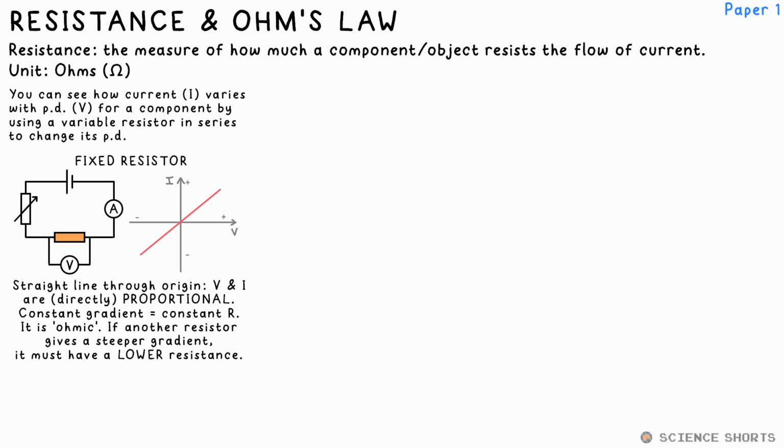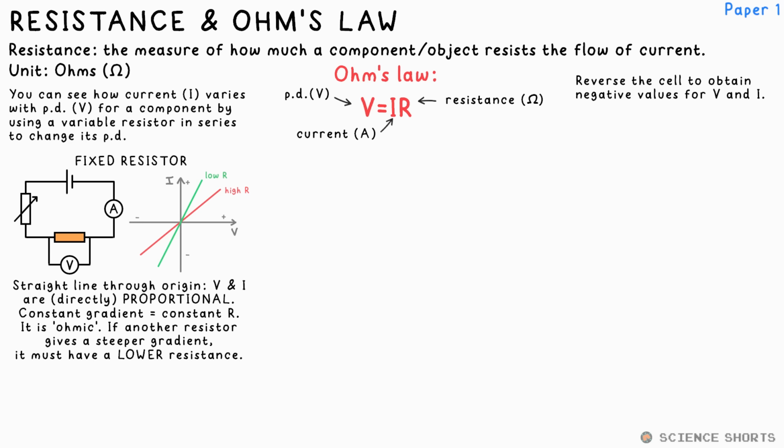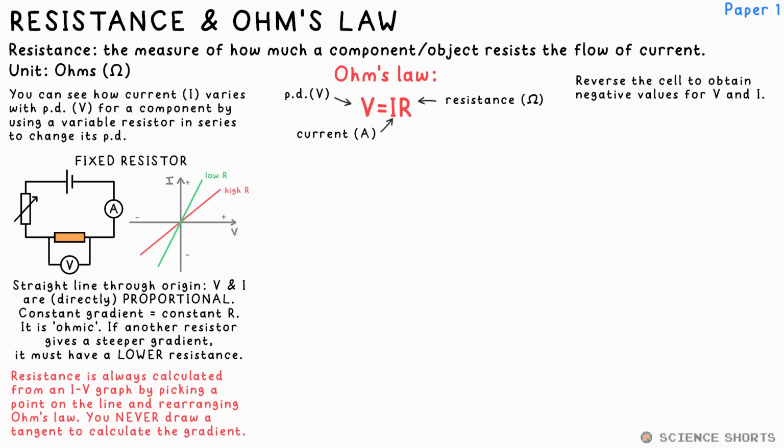This straight line with a constant gradient shows that the resistor has constant resistance. We say it's ohmic. The steeper the gradient of this line, the lower the resistance of the resistor, as more current is flowing per volt. The equation for resistance is Ohm's law, V equals IR. We can get the resistance of a component from an IV graph like this by picking a point on the line and rearranging Ohm's law, so R is equal to V over I.